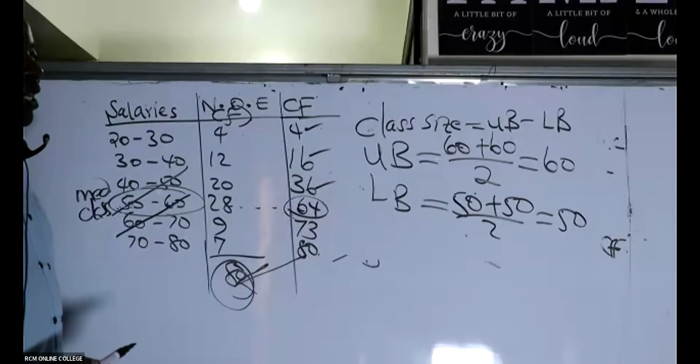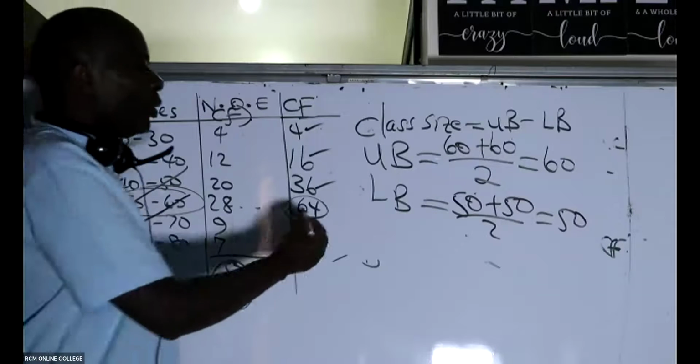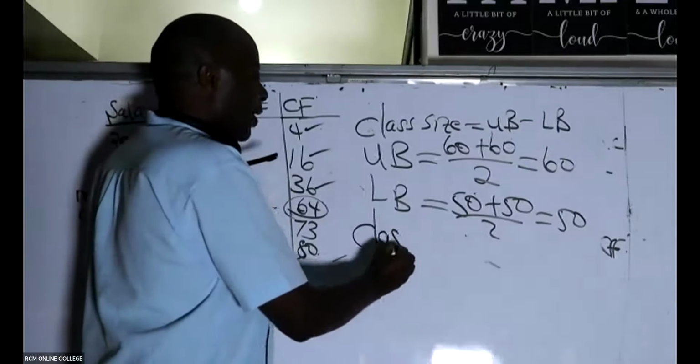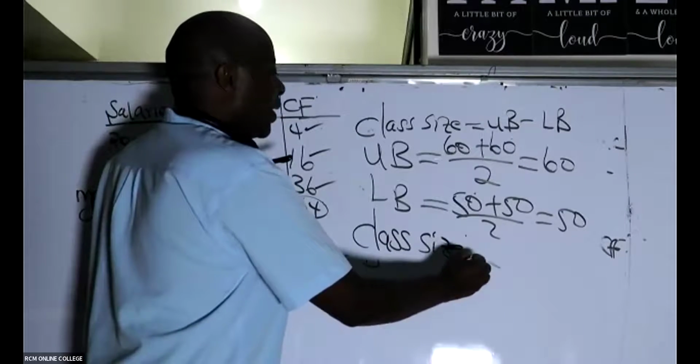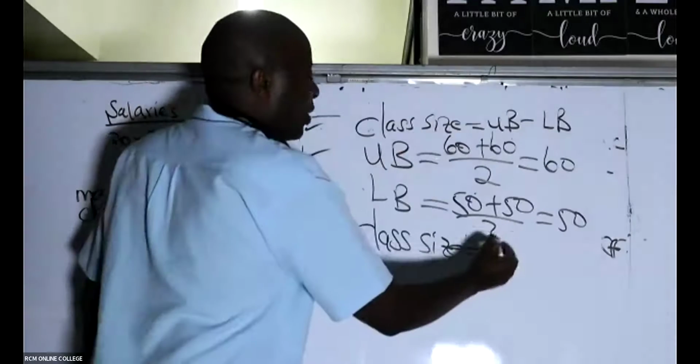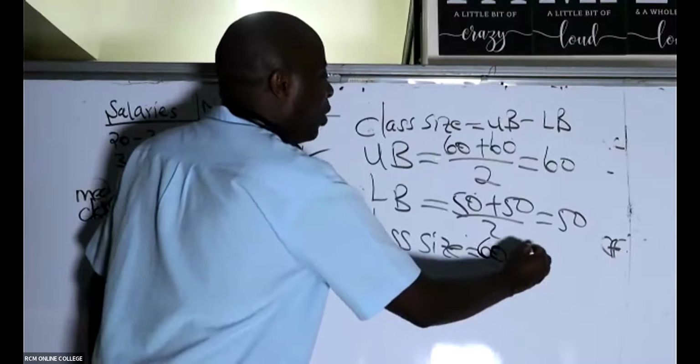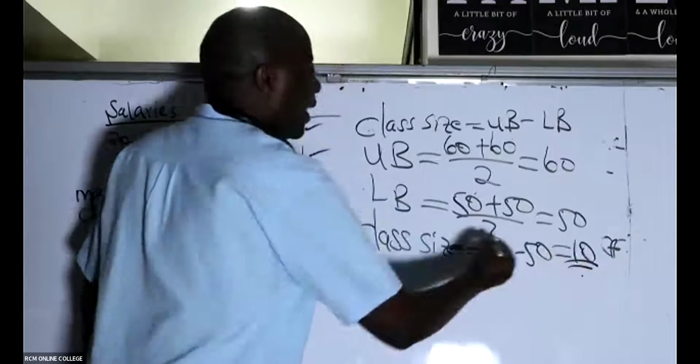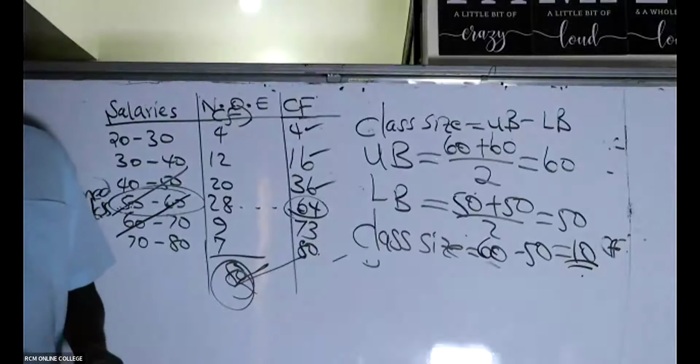Ladies and gentlemen, from there, we should be able to give what we call the class size, which is upper boundary minus lower boundary. Upper boundary is 60, lower boundary is 50, which gives us 10. That is the class size.